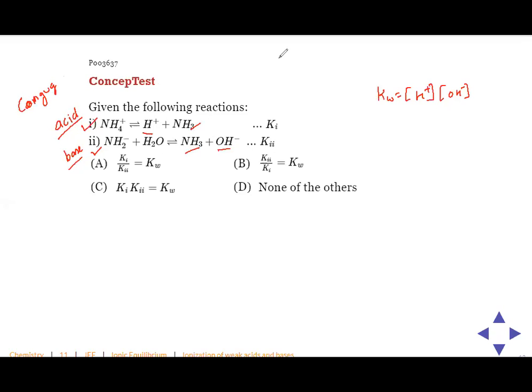Conjugate, wait, my spelling is wrong. Conjugate acid base pair. Yes or no? Give NH3 one H plus, it will form NH4 plus. Remove H from NH3, it will form NH2 minus. Got it? So it is a conjugate acid base pair.